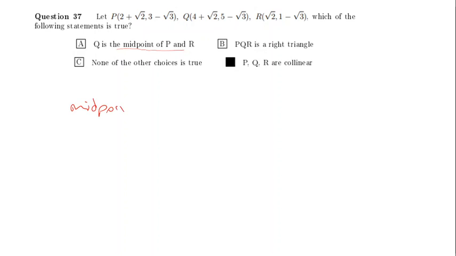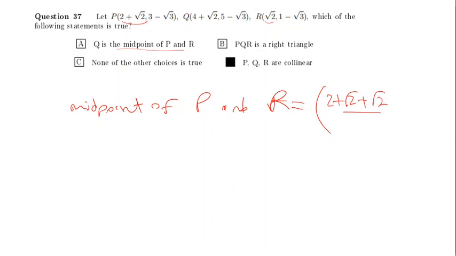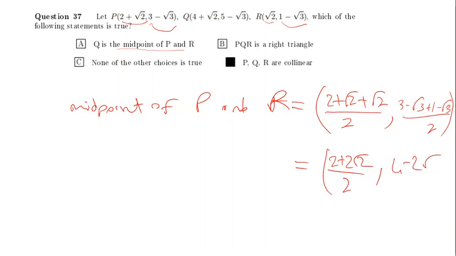The midpoint of P and R is this here, 2 plus 2 square root 2, you add them, divided by 2, and you add the y components here, this will be 2 plus 2 square root 2 divided by 2, and 4 minus 2 square root 3 divided by 2. And then you can get here, since 2 is a common factor here, you can say this is 1 plus square root 2, and 2 is a common factor here, so it will be 2 times 2 minus square root 3 divided by 2.